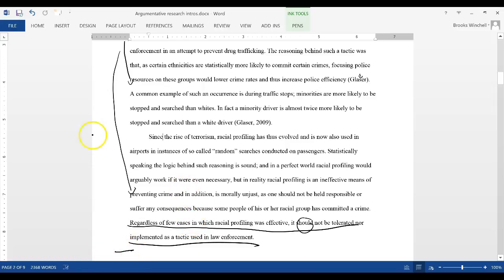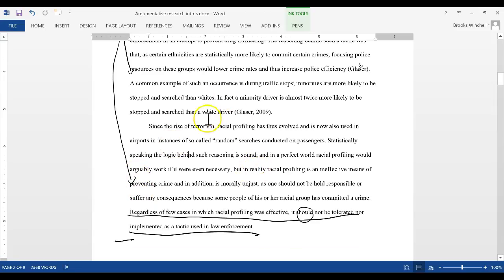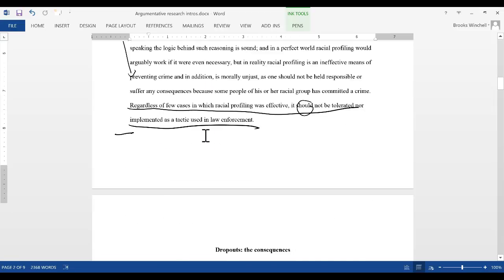And this is probably about the length that yours might be. I would say between 1 and 2 pages at the most. Make sure that you end with your thesis. So that's not bad, but let's take a look at another example.